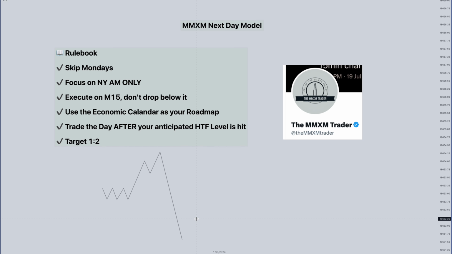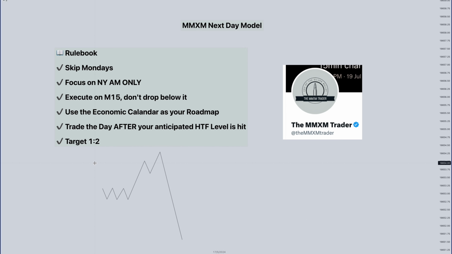Next rule, use the economic calendar as your roadmap. That means look at the higher impact news reports, so the red folders of Forex Factory, because those red folders will give you the volatility injection, the volume, and you want to catch those moves on an intraday basis.